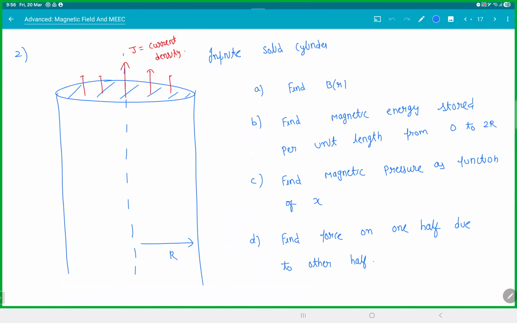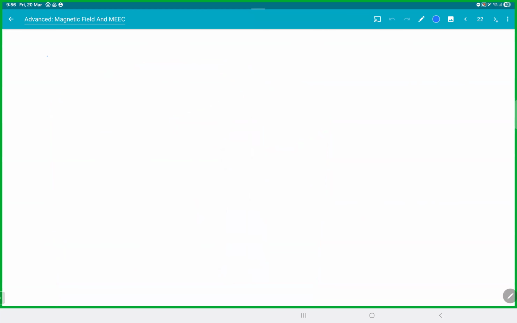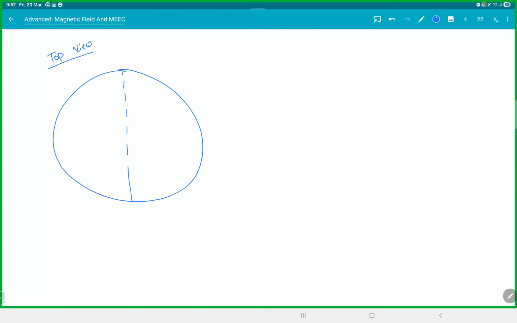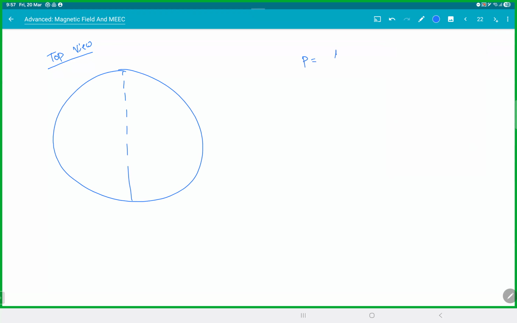Now you want to find the force on the half side due to the other half. You can do with basic integration, top view. If you remember, we did this thing in the solid sphere also. You can cut it in half, right? And now I know the pressure as a function of x. So pressure will be mu naught J square by 4 times (R square minus small r square).